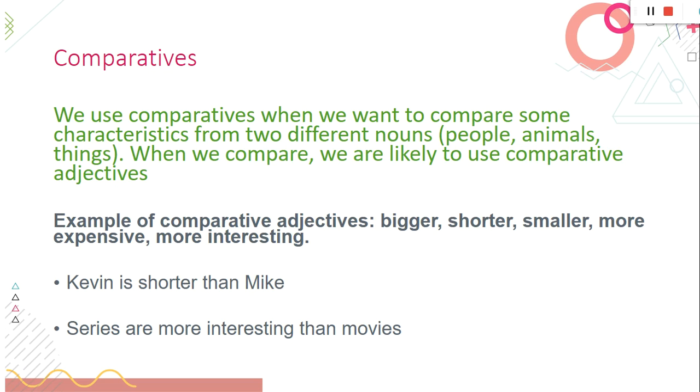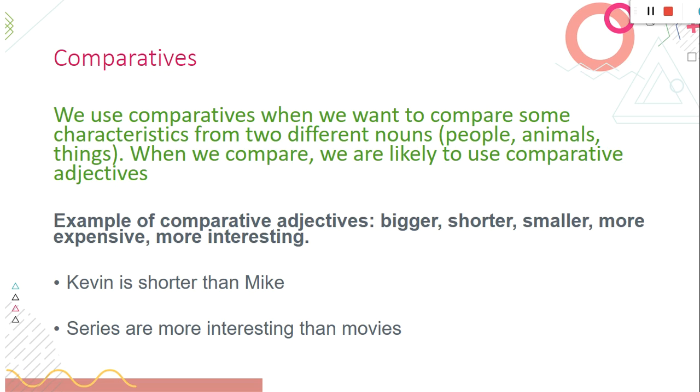Before we make the comparative adjectives, we need to pay attention to the length of the adjective. When we have a short adjective, the comparative form is made by adding the -er form, or when they are long adjectives, we need to include the word more before the adjective. Example: bigger, shorter, smaller, more expensive, more interesting.